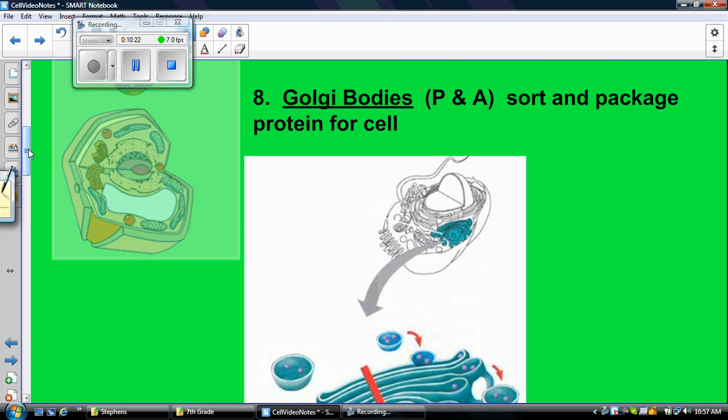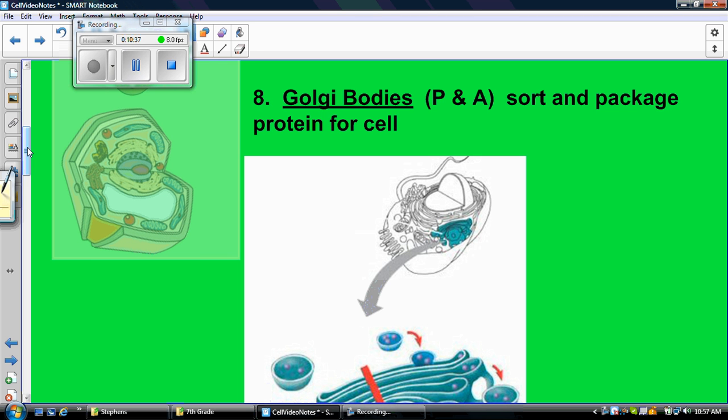Golgi bodies, found in both plant and animal cells, are kind of a funny, folded-looking shape. They package and sort proteins for the cell. So they basically send that protein where it needs to go. If there's an area of the cell that needs to break down some stuff, they'll send that protein out to that area. So they kind of are like a FedEx.